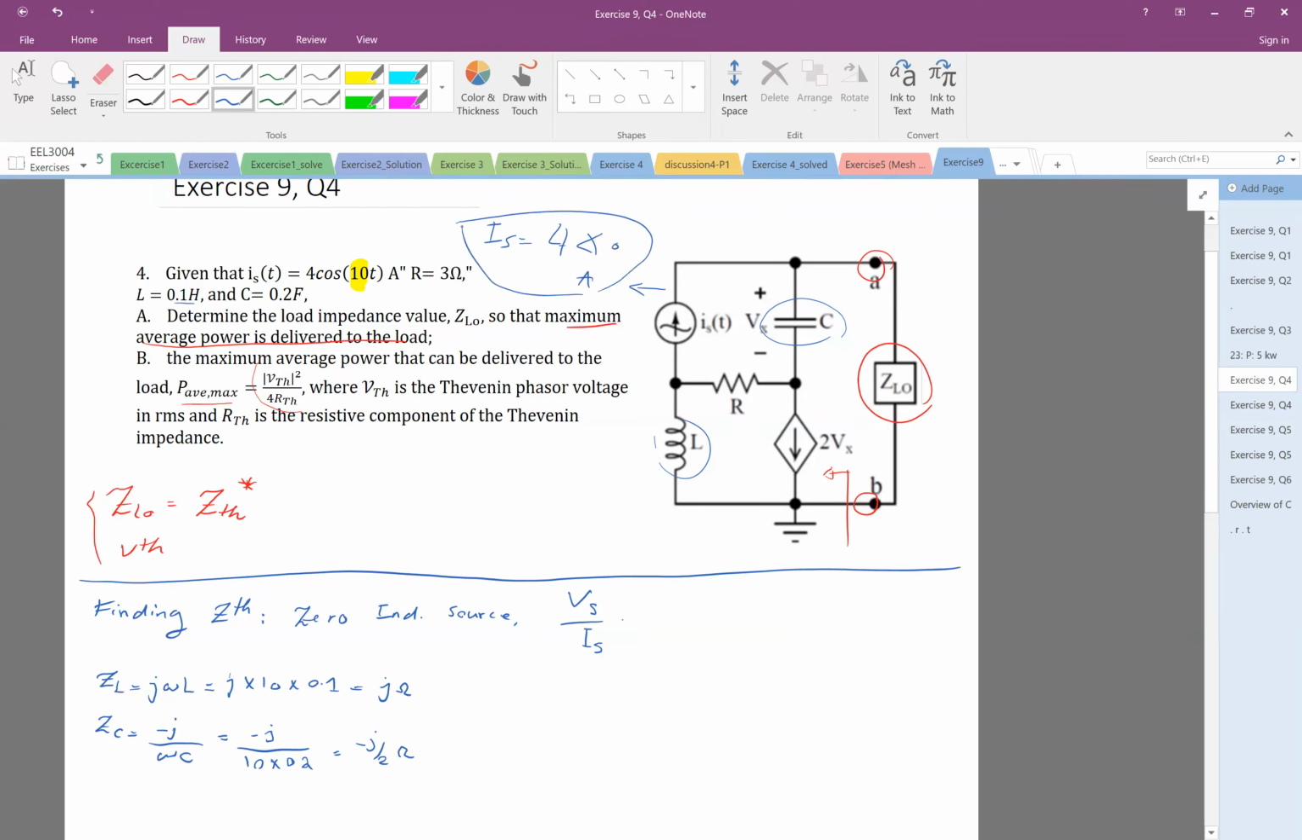There are different methods to solve this, basically. And remember, eventually we want Z Thevenin, which is VS over IS, right? So I want a ratio of VS over IS. I will solve this two ways for you just as practice. We can do node analysis or mesh analysis. So let's start with the node analysis.